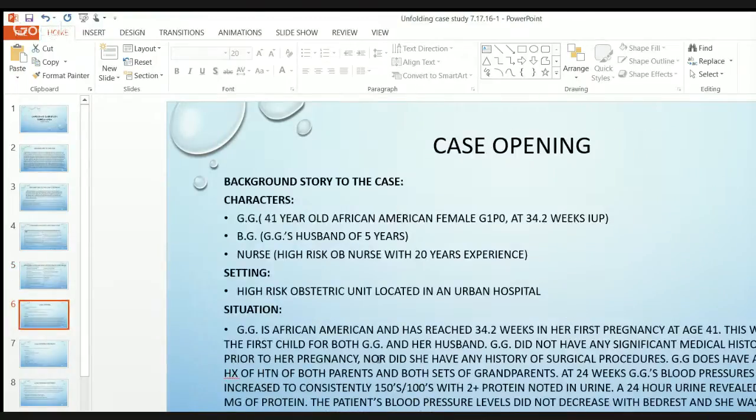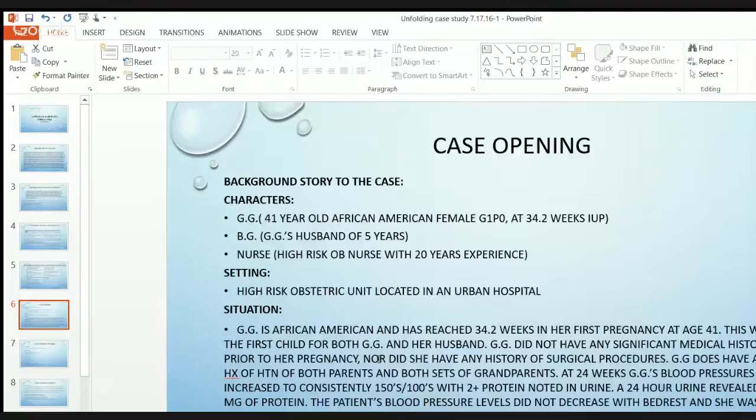So let's look a little bit at our case opening. When we look at the background to the case, in this scenario where we're just doing an unfolding case study that could be used in the classroom, we have a minimum number of characters, with Gigi being our 41-year-old African-American female patient, and this is her first pregnancy. She has never been pregnant before and therefore hasn't delivered any other children. And she's presently at 34.2 weeks pregnant. And then her husband is going to be BG, and is her husband of 5 years.